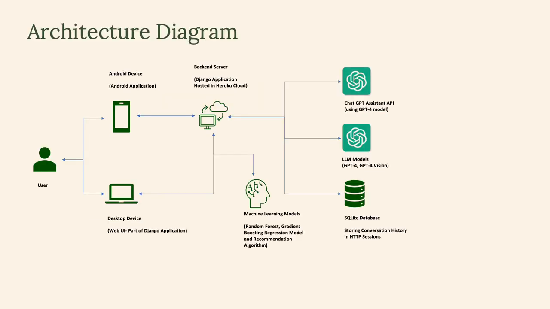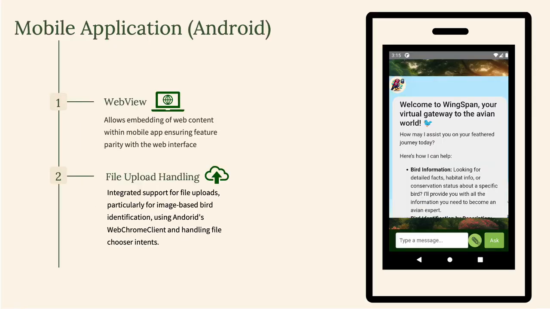Starting off with the architecture overview, let's dive into the Android application and web interface of WingSpan. Our Android app employs WebView to embed web content, ensuring a consistent experience across platforms. It seamlessly handles file uploads, crucial for image-based bird identification, with support integrated using Android's WebChromeClient.